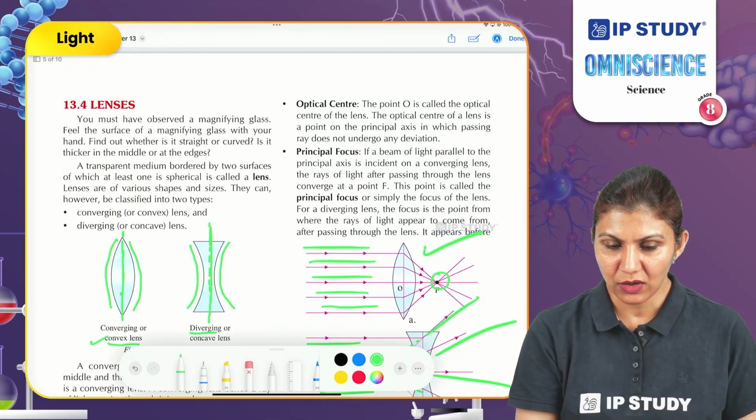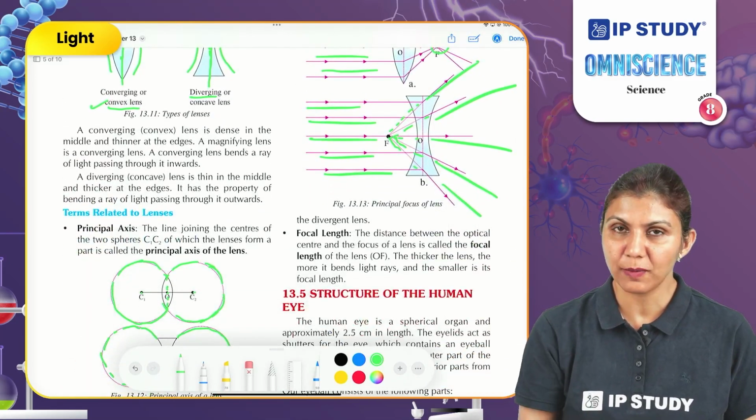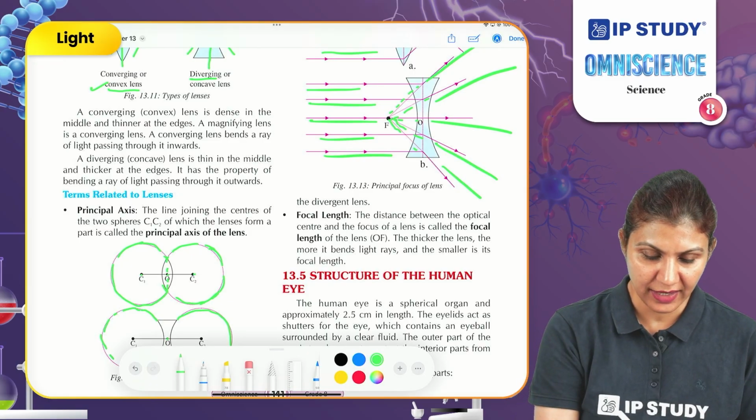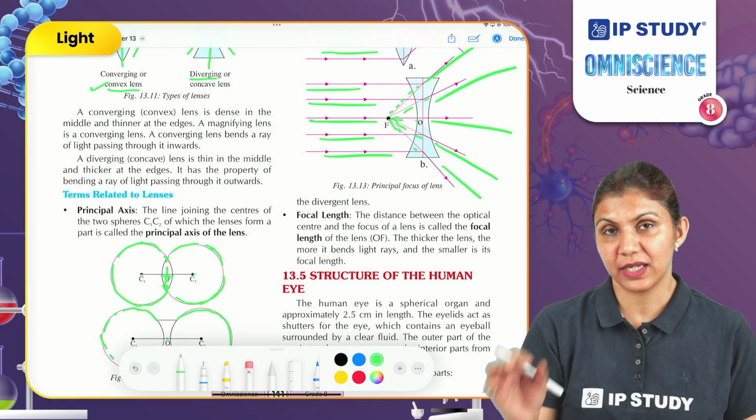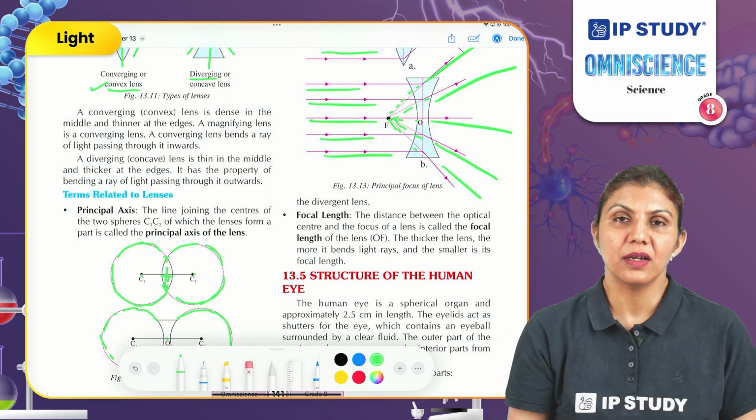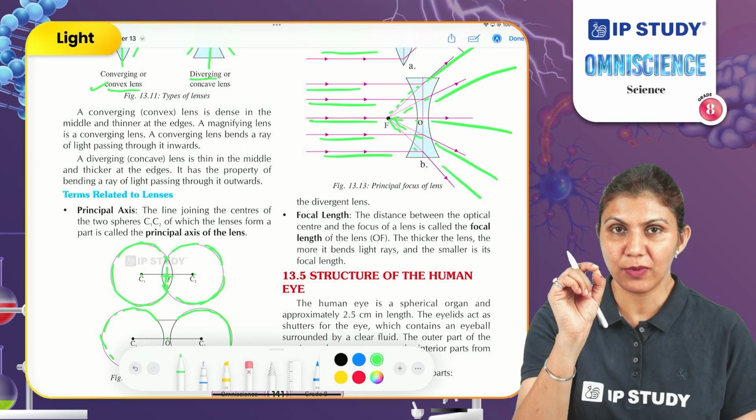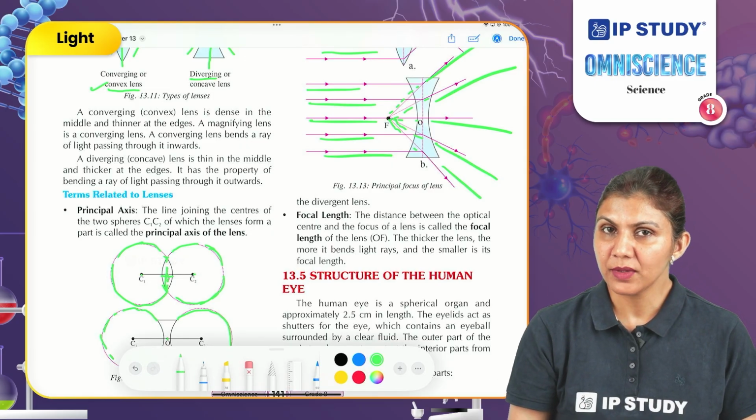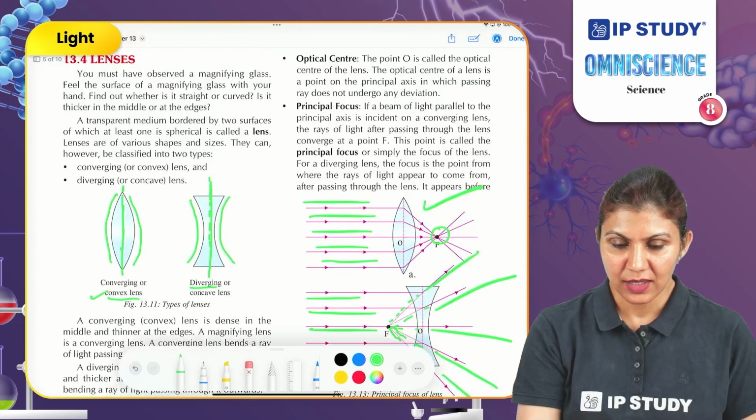Second thing is the optical center. What is the optical center? Optical center is the center of the lens. How do we find it? Check the length and the width of the thickness of the lens and intersect these lines. So you will find a center point, a meeting point. This point is called the optical center of the lens.